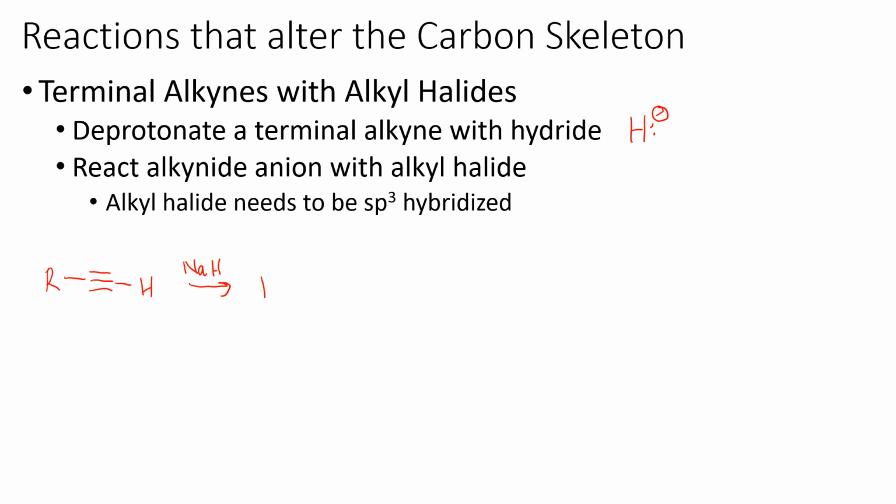This will then deprotonate the alkyne to produce the carbanion. From here, we can react that anion with an alkyl halide. And again, this would be through an SN2 type mechanism to form a new carbon-carbon bond. And now our alkyne will be an internal alkyne.